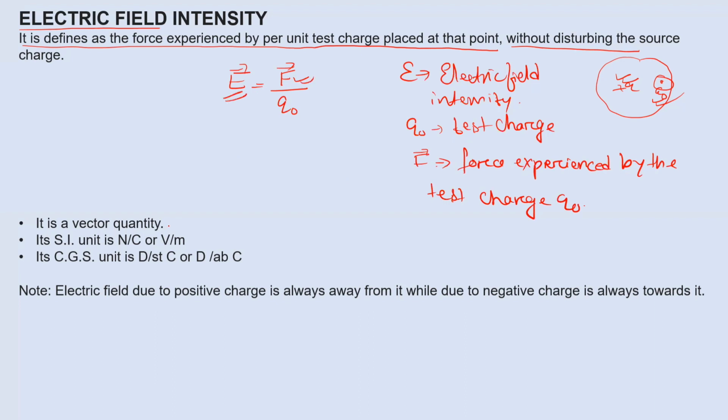So you see here the force is a vector quantity, right? So electric field intensity is a vector quantity. And always remember, electric field due to positive charge is always away and due to negative charge is always towards it. We have already seen the representation and the directions of electric field, so from there also you can understand this. And if you look at the unit of electric field intensity, its SI unit is Newton per coulomb or volt per meter. CGS unit is dyne per statcoulomb, or you can say dyne per absolute coulomb. These are the units we have already discussed when we discussed charge. So this is all about the definition of electric field intensity.